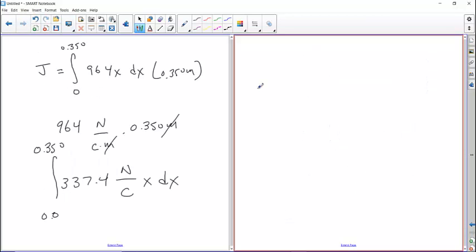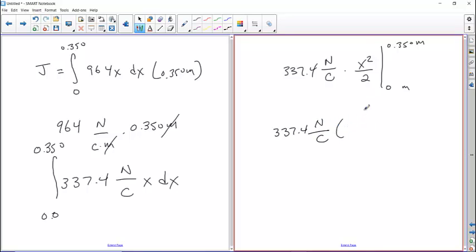So when we integrate this, we'll get 337.4 newtons per coulomb, and the integral of x dx is x squared over 2, and we evaluate that from x equals 0 to x equals 0.35 meters. So from 0 meters to 0.35 meters. So this is a definite integral. So we plug in the upper limit, which is 0.350 meters. We square that, divide by 2, and subtract 0 meters squared divided by 2.